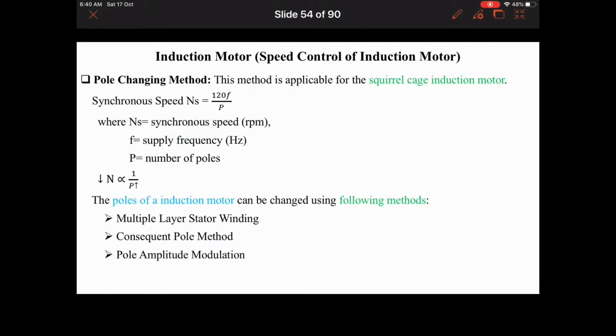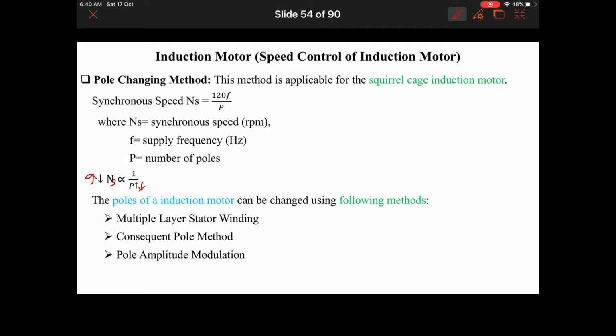Pole changing method. This method is applicable for the squirrel cage induction motor. We know the synchronous speed is equal to 120 f by P, where Ns is the synchronous speed in RPM, f is the supply frequency in Hertz, and P is the number of poles. So Ns is directly proportional to 1 upon P. If we are increasing the number of poles, the synchronous speed will decrease. If we are decreasing the number of poles, the synchronous speed will increase.